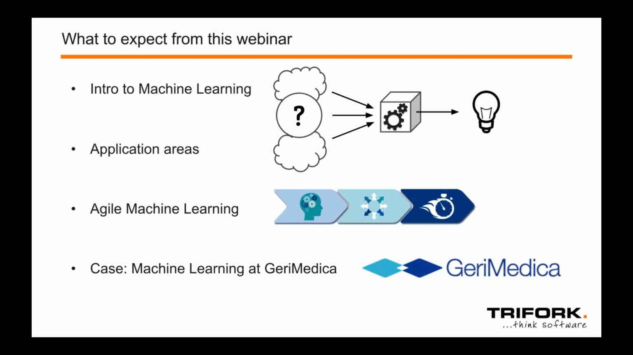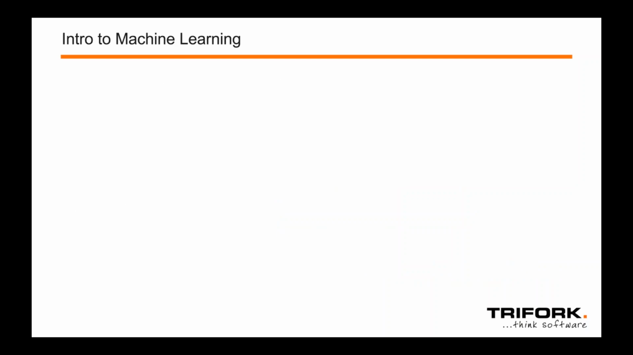Thirdly, I'll talk about the way that we do machine learning within our software development projects. We call that Agile Machine Learning as the approach to do that. And lastly, I'll be talking about a case which is machine learning at GeriMedica, a client of ours, and I'll show you what sort of the insights were into machine learning that we got from that. So without further ado, let's get into what machine learning is about.